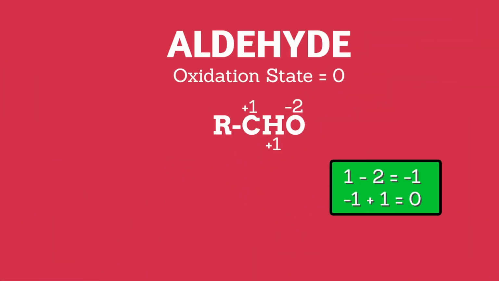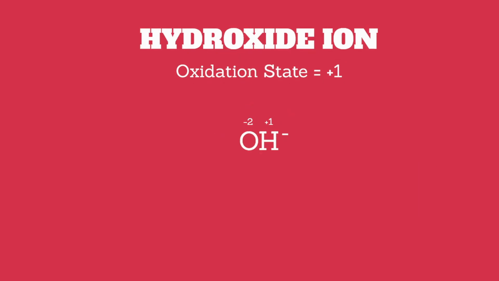Now aldehyde. The R here doesn't matter. It stands for it doesn't matter. There can be any group in here. All that matters is the CHO group. Now in the aldehyde, the oxidation states will add up to 0. So let's apply the rules. We know oxygen has an oxidation state of -2. Hydrogen has an oxidation state of +1. So carbon must have an oxidation state of +1. Now the hydroxide ion, we can put -2 and +1 just as it is.